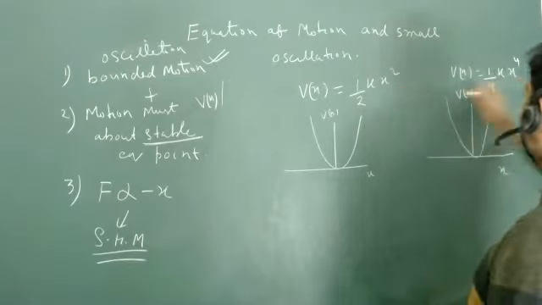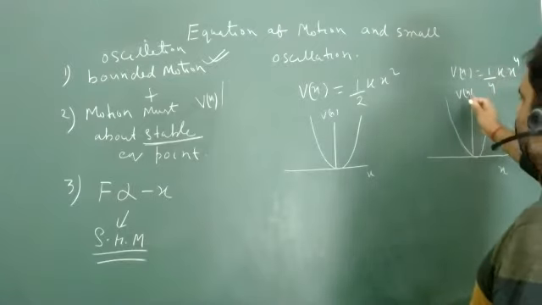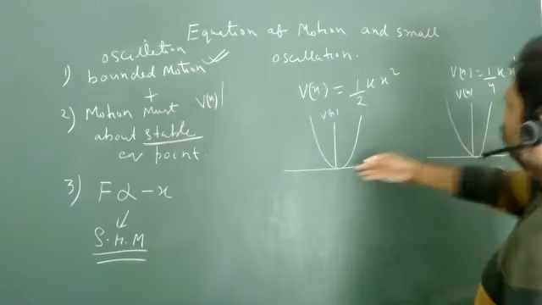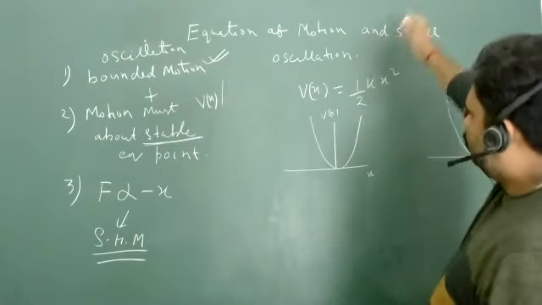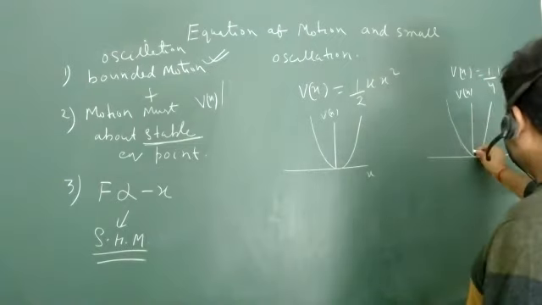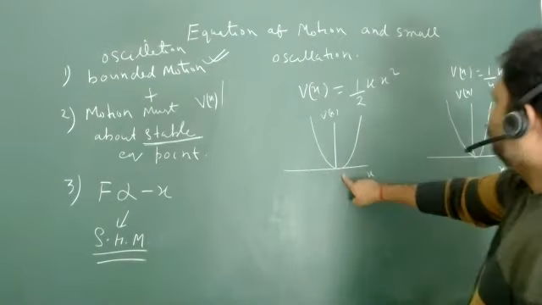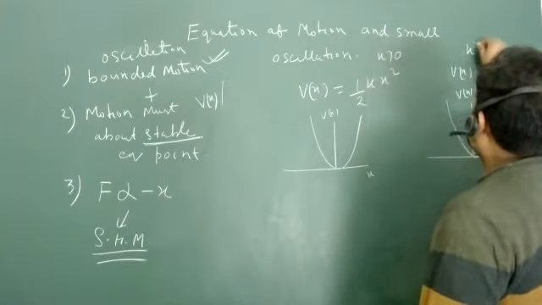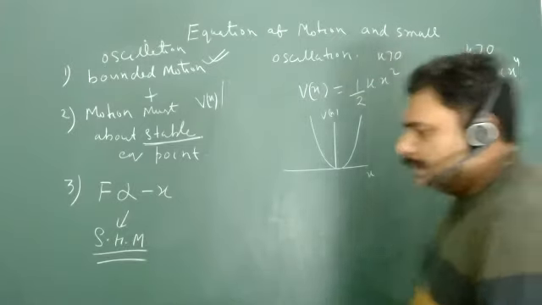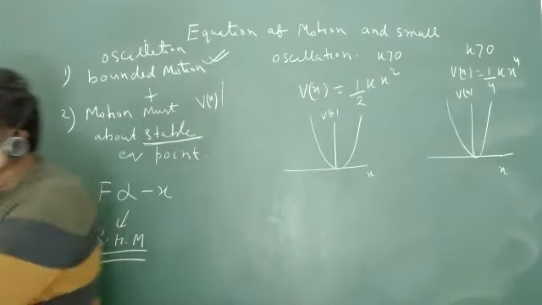Both are even functions. This one will go up very sharply. If x tends to infinity, this potential will also go to infinity. And at x equal to 0, both have a stable equilibrium point because in both cases, k is greater than 0.